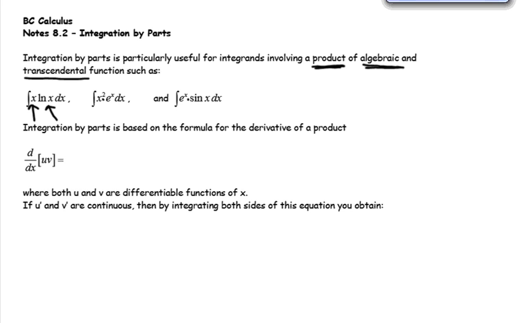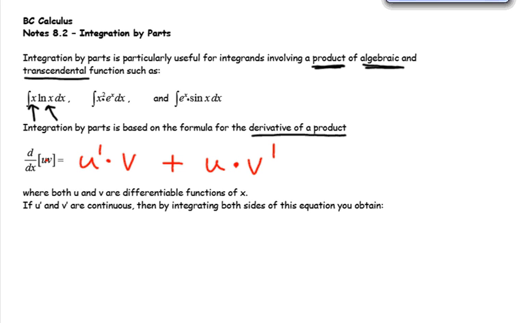To see where integration by parts comes from, it comes from the formula for finding the derivative of a product. So let's go back to our product rule of derivatives and take the derivative of two functions, which we're going to call u and v, being multiplied. The product rule states that we take the derivative of the first, u, times the second function, v, plus the first, u, times the derivative of the second, v.